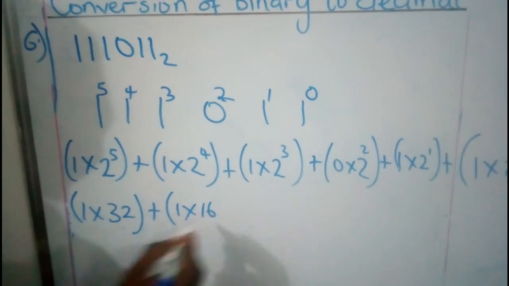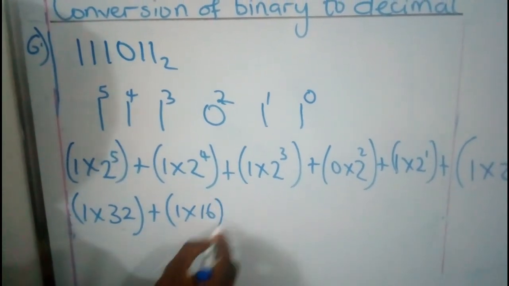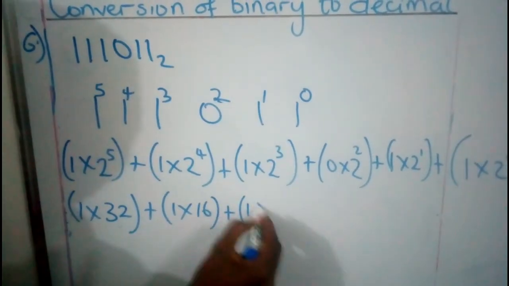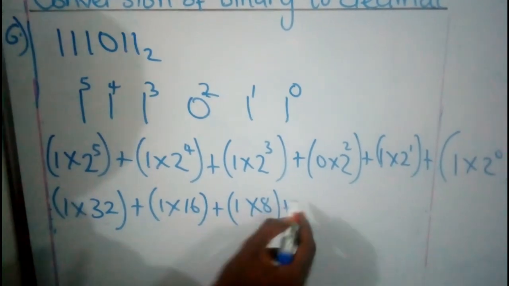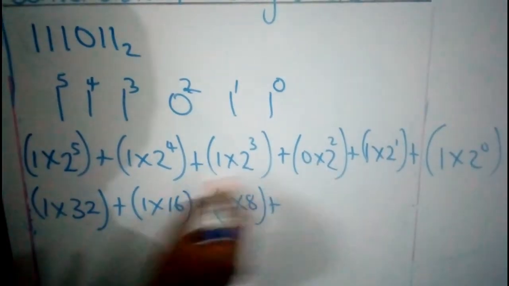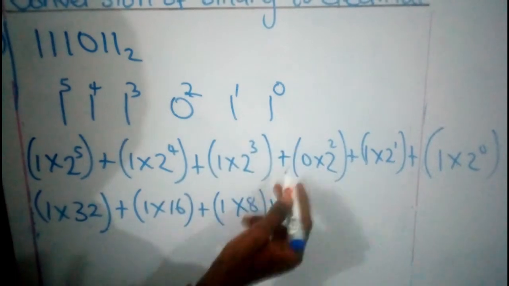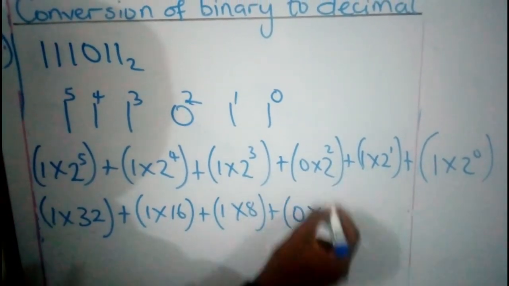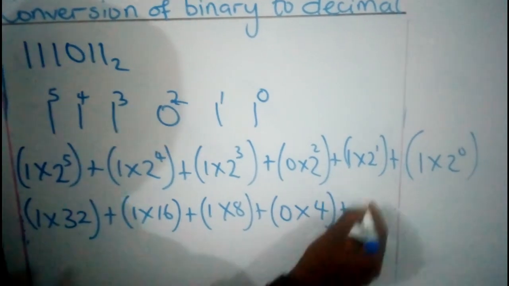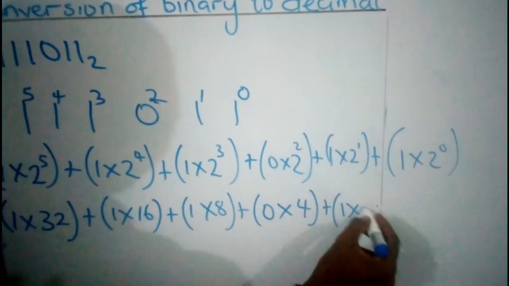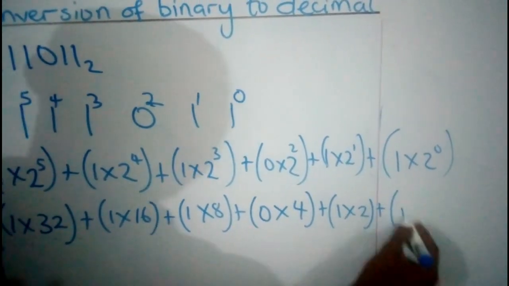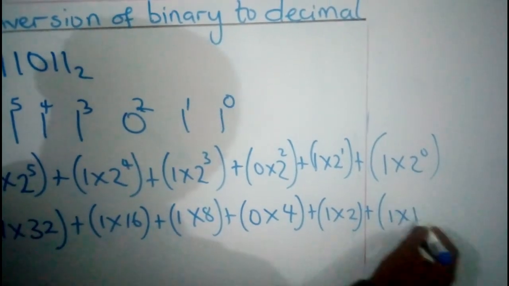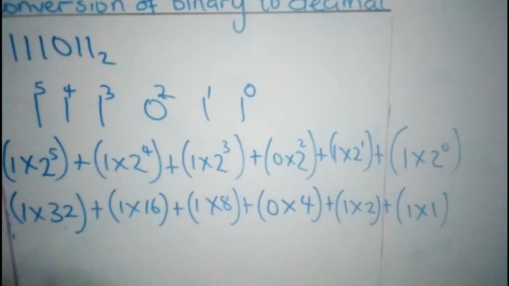Plus 1 times, what is 2 raised to power 4? That's 16. That is 2 times itself 4 times. Plus 2 raised to power 3 is what? 8. Plus 0, not 1. Don't make mistake, because you have been writing 1. Don't write 0. So this will be what? 0 times 2 raised to power 2 is 4. Plus 1 times 2 raised to power 1 is 2. And the last one, 2 raised to power 0 gives you what? 1.